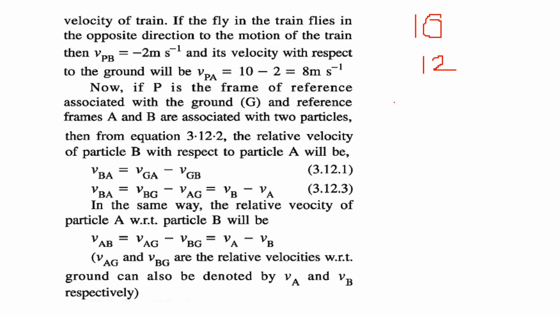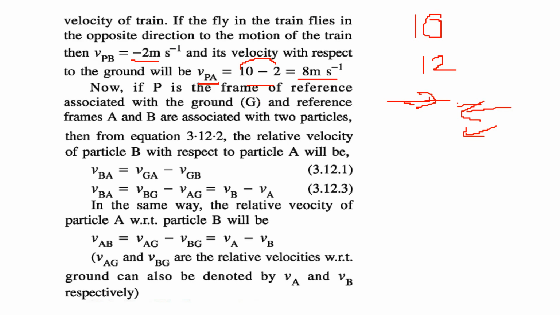Now assume that this train is going like this and the fly is going like this. So if the fly in the train flies in the opposite direction to the motion of the train, we have to take this as minus 2 meter per second. Again, applying the same formula, it will be not 10 plus 2 but 10 plus minus 2, that is 10 minus 2. So now the speed decreases. When they are in the opposite direction, the speed has to be subtracted.